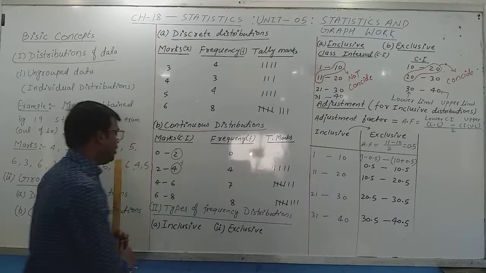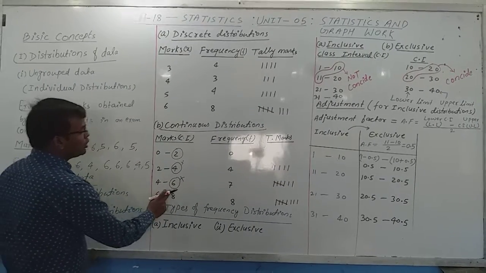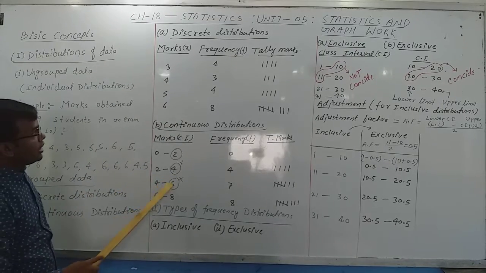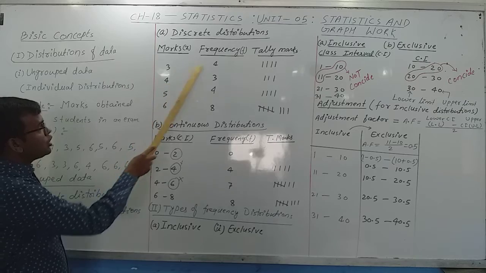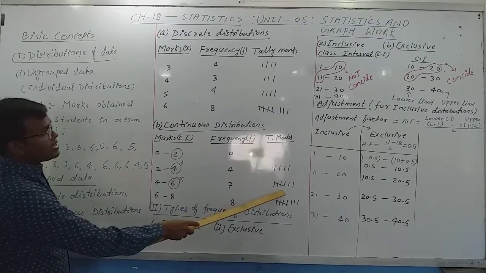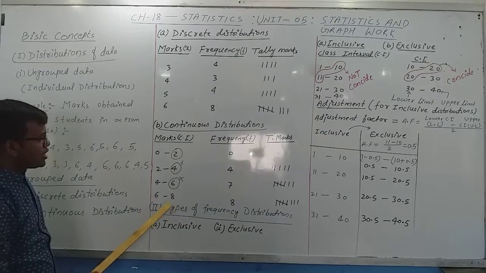In the same way, 4 to 6, 6 will not be included. So 4 to 6, that means what? 4 is included. So here it is the 3, and 4 is also included. So 4 plus 3 will be what? 7. So 7 is the frequency, and about the 7 it is the tally mark. And 6 to 8.